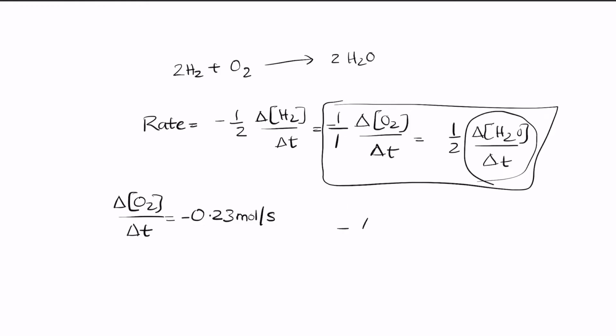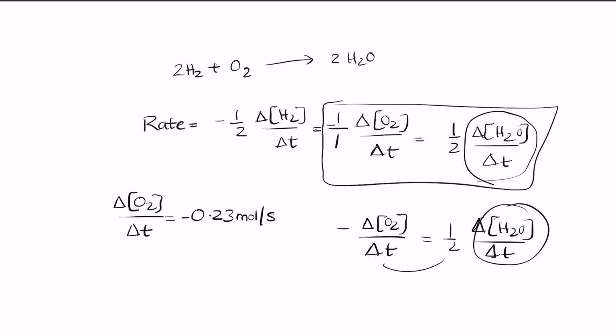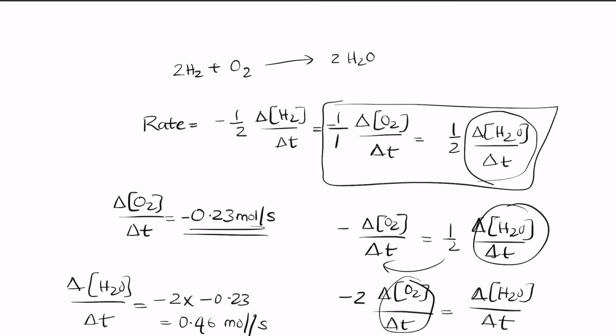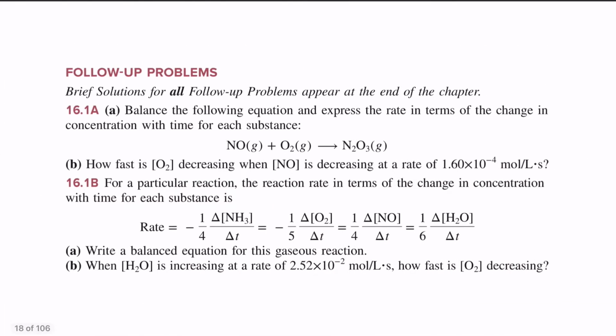So from this we can write that minus delta of O2 by delta T equals 1 by 2 times delta of H2O by delta T. So we only need this part. Push this 1 by 2 to this side, so it becomes minus 2 times delta of O2 by delta T equals delta of H2O by delta T. Now, we know this value here, which is going to be minus 0.23. So delta of H2O by delta T can be written as minus 2 times minus 0.23, which gives you 0.46 mole per second. So if the oxygen is decreasing by 0.23 mole per second, the water is being increased at 0.46 mole per second. So this is how we can write the rate of reaction for the increase in water.